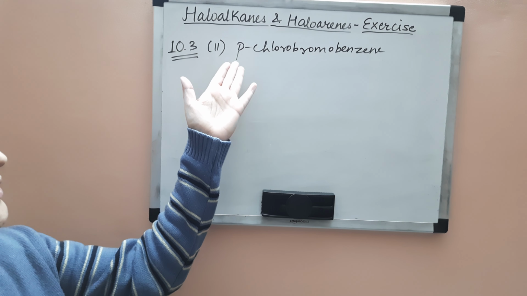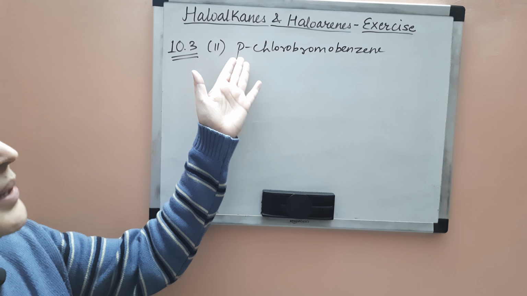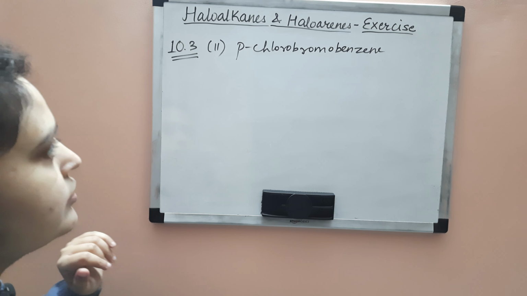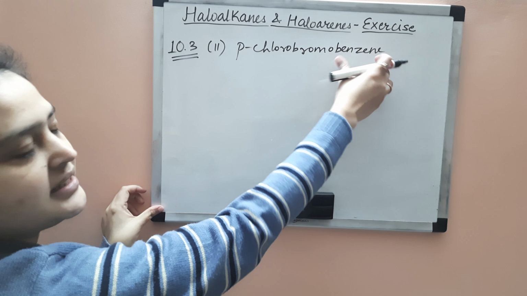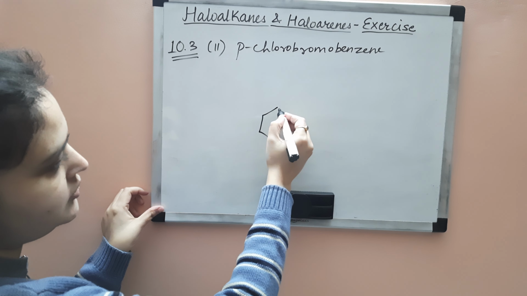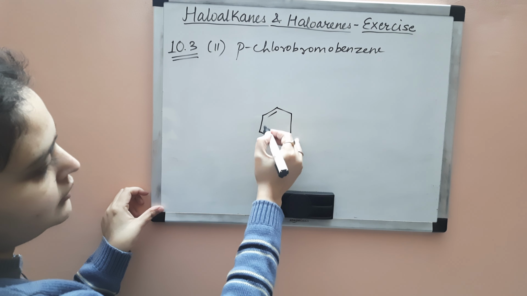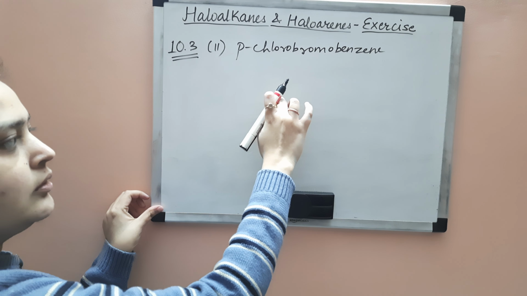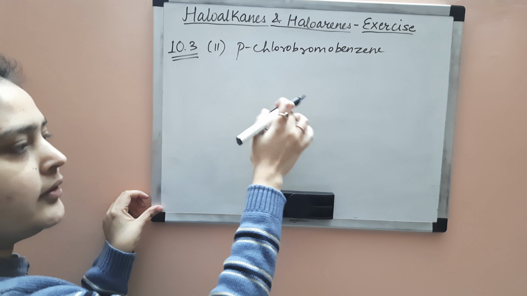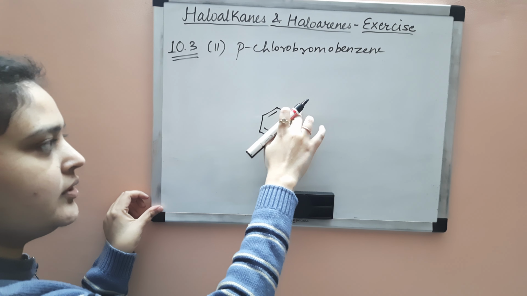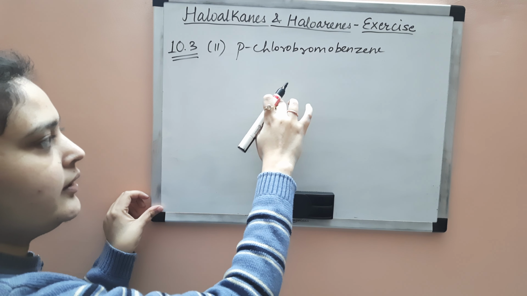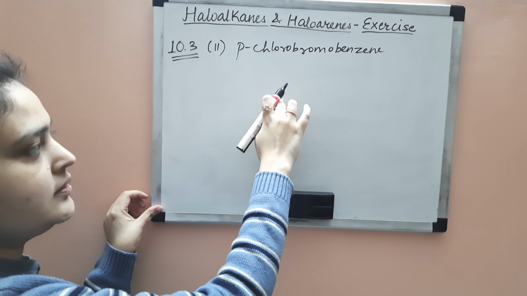So this is your second compound. The name is para-chlorobromobenzene. So you have to write the structure. First you will see that it is benzene. So you will draw the benzene structure. Now you can take this as the first position, or this, or this, then you will start numbering it. So I'm taking this as first position.